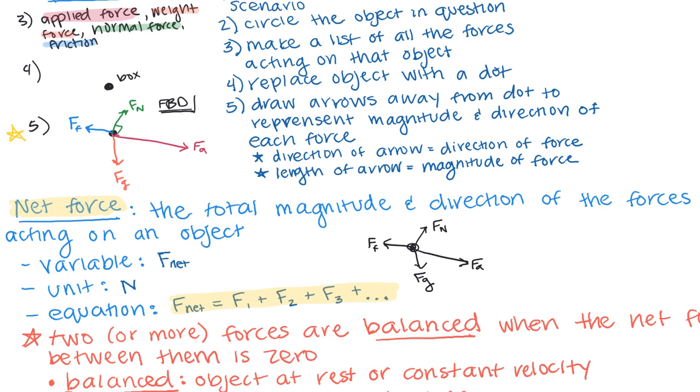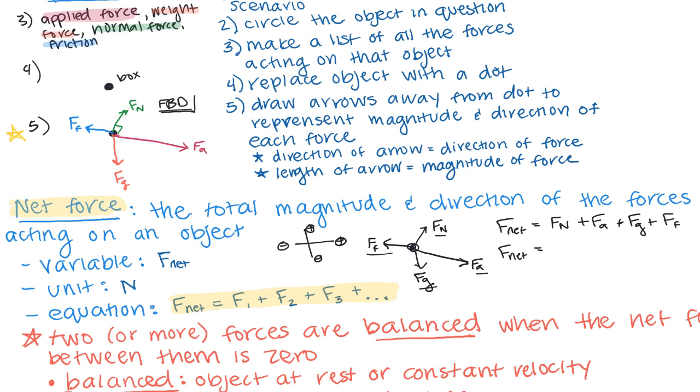So our F net of all of these forces would be equal to the normal force, Fn, plus our force applied, plus our force of gravity, or our weight force, plus our friction force, force of friction. Remember, we're looking at these forces in an XY coordinate plane. We've got our positive Y values, our negative Y values, our negative X values, and our positive X values.